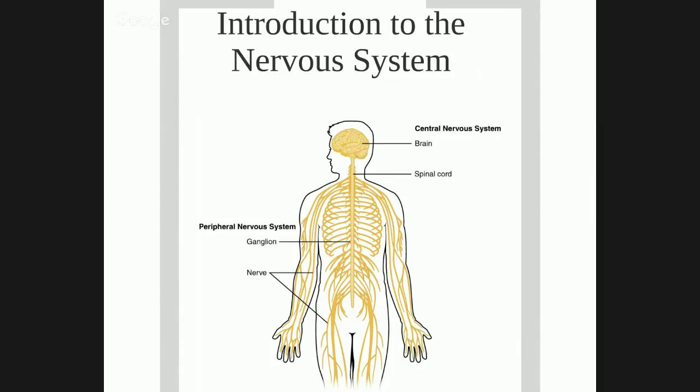The divisions we're going to look at are initially anatomical divisions, and then we're going to also consider functional divisions within that. So the first and most obvious division, anatomically speaking, is the central nervous system versus the peripheral nervous system. The central nervous system is simply the brain and the spinal cord, what's contained within the cranium and the vertebral cavity. And then peripheral is everything else.